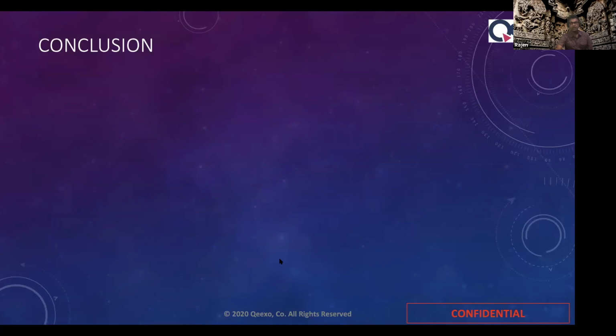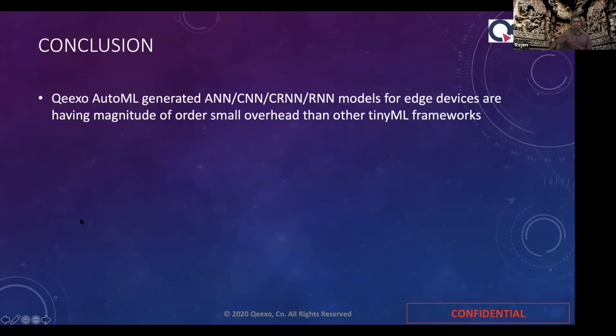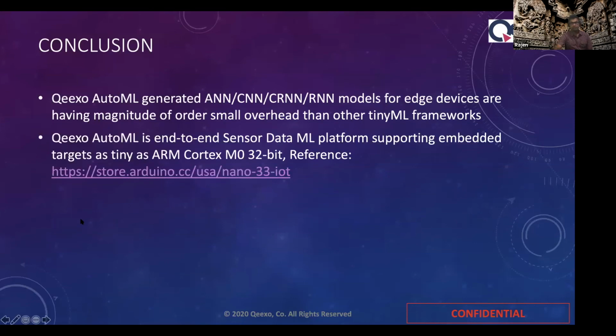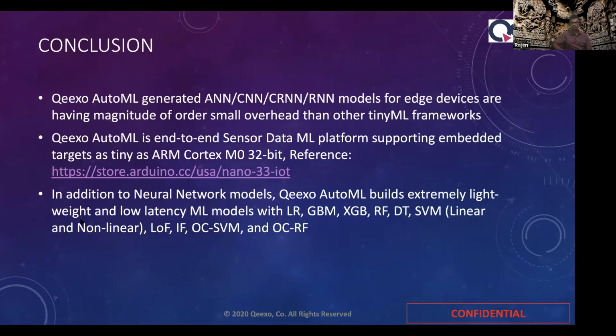So the TensorFlow Lite overhead is so significant because there is an interpreter. The whole interpreter needs to be built inside the library. And TensorFlow Lite interpreter itself is about 100 kilobytes. And there is another interpreter, which is TensorFlow Lite Micro interpreter, which is about 25 kilobytes. So because it needs the whole interpreter to be baked inside the binary files, that's why the overhead is significantly higher compared to the Qeexo AutoML.